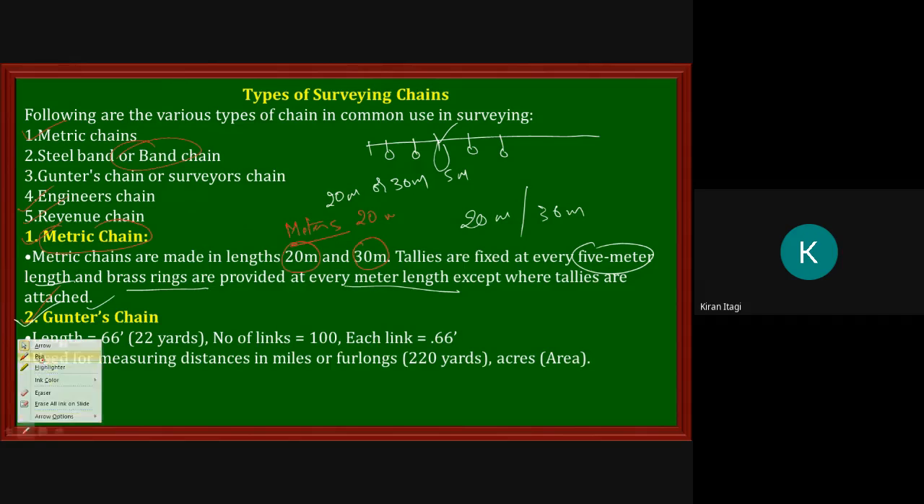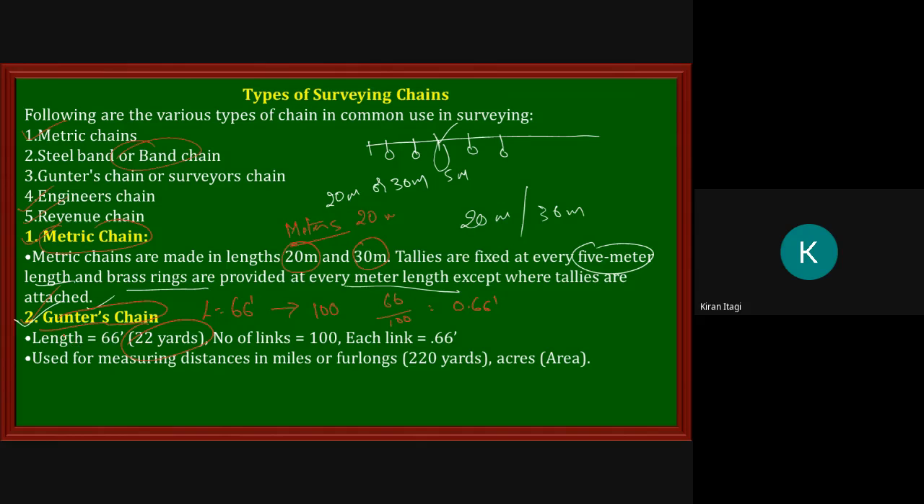So the next type we have is Gunter's chain. Okay, the length of the Gunter's chain, how much is it? It is 66 feet long. Okay, but in Gunter's chain, how many links are there? 100 links are there. Therefore one link will be equal to 66 upon 100, which is equal to 0.66 feet. Okay? Used for measuring the distance in miles. One chain will be equal to 22 yards.